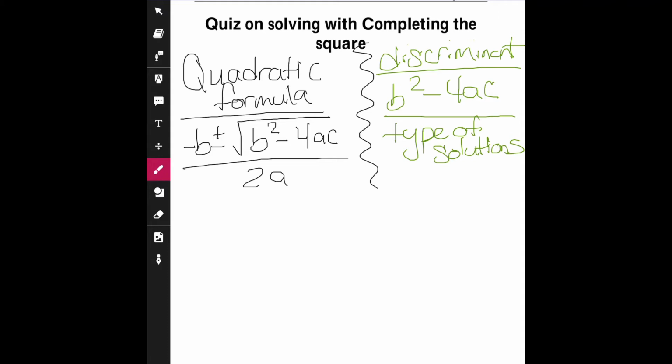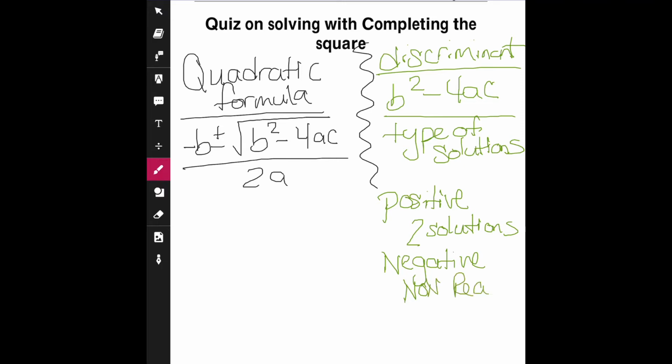So if the discriminant turns out to be positive, so any positive number, if the discriminant is 5, 7, 3, that means you're going to have 2 solutions. If the discriminant is negative, that means you're going to have non-real solutions. And we're going to go over that in a minute. They're going to be imaginary solutions. If your discriminant is 0, you're going to have 1 solution.